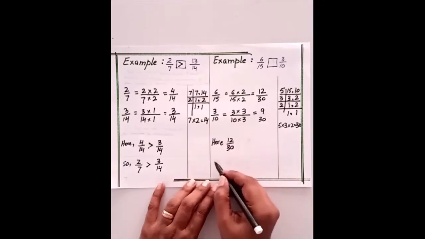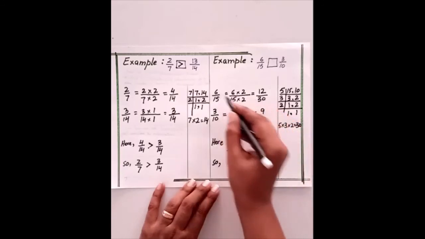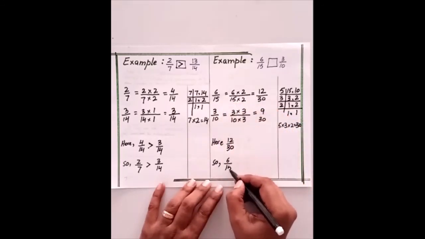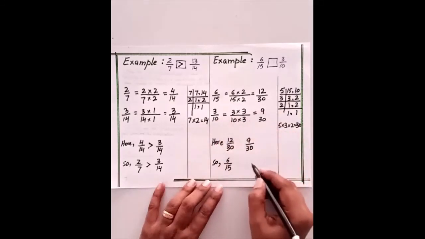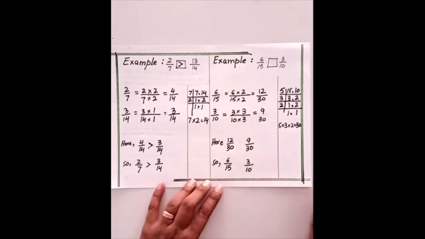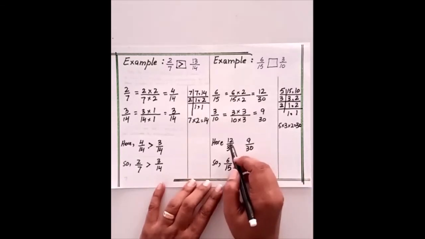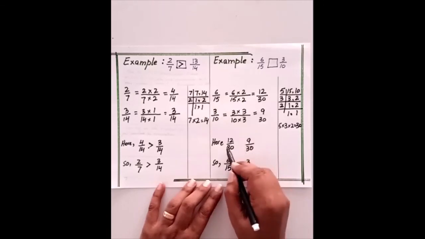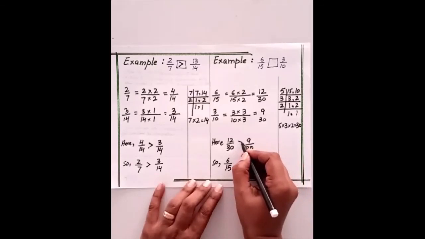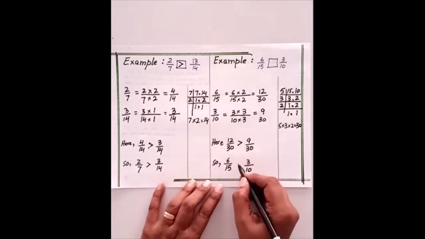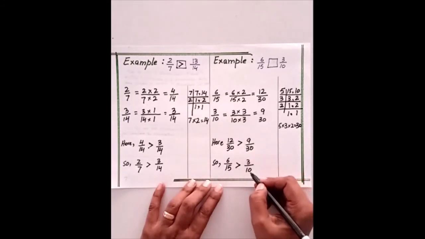12 upon 30, 6 upon 15. 9 upon 30, 3 upon 10. We will see that 12 is greater than 9. Remember now students that we have to compare the numerators. When the denominators have become like fractions, we will see the numerators. 12 is greater than 9. That means greater than sign will come here. And 6 upon 15 is greater than 3 upon 10.